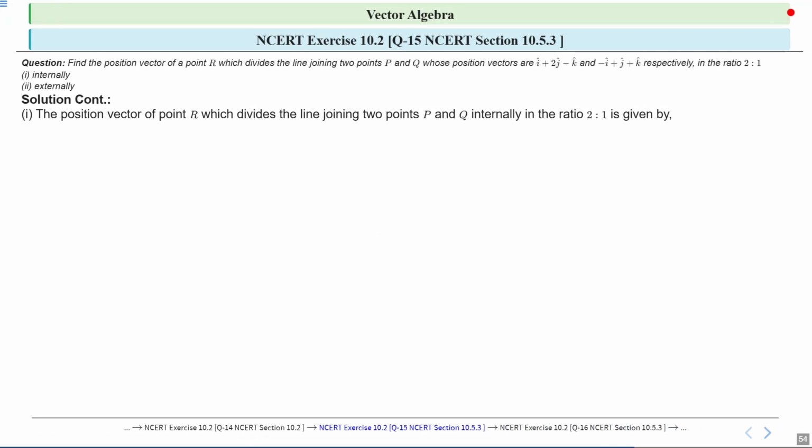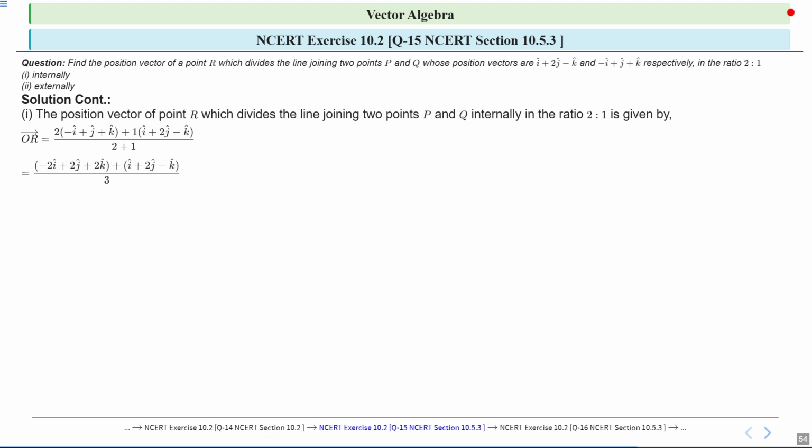First, the position vector of point R which divides the line joining 2 points P and Q internally in the ratio 2:1 is given by OR vector will be equal to 2 times (minus i cap plus j cap plus k cap) plus 1 times (i cap plus 2 j cap minus k cap) upon 2 plus 1.